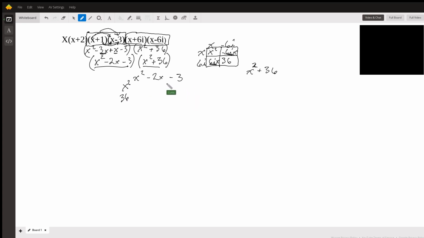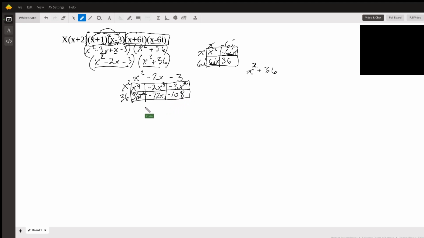And we're just going to draw out a box for each term and multiply rows with columns. X squared times x squared is x to the 4th. X squared times negative 2x, negative 2x cubed. X squared times negative 3, negative 3x squared. 36 times x squared is 36x squared. 36 times negative 2x is negative 72x. And 36 times negative 3 is negative 108.